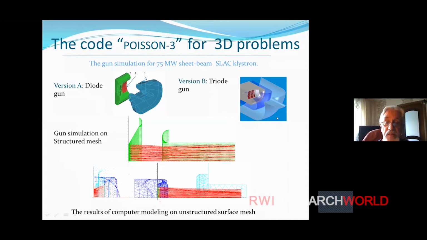We provided simulations for these electron guns for both structured mesh, this picture, and for unstructured mesh with triangle elements. And you can see that the problem of beam focusing can be simulated using a normal desktop computer for probably 20 minutes of CPU time.